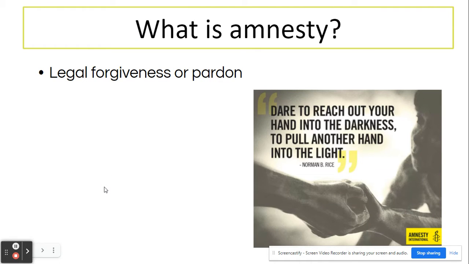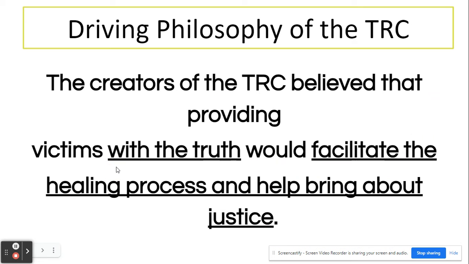The TRC could grant forgiveness or amnesty. People who committed a crime, their crimes could be forgiven or pardoned. The main driving philosophy of the TRC was that providing victims with the truth would help to create a healing process that could bring about justice in an unjust society.